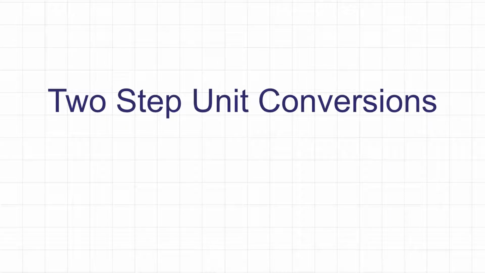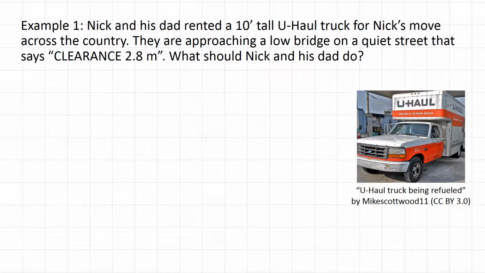Imperial to metric or metric to imperial unit conversions can also take 2 steps. Nick and his dad rented a 10-foot tall U-Haul truck to move across the country. They're approaching a low bridge that says clearance 2.8 meters. They need to know what to do.